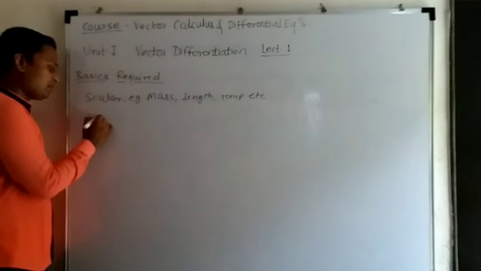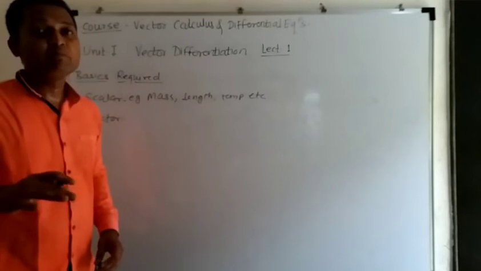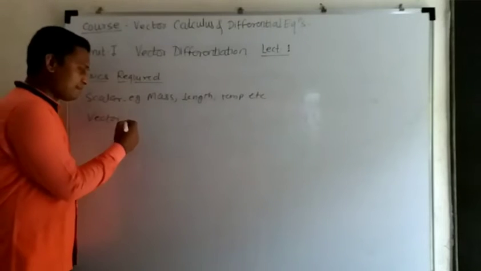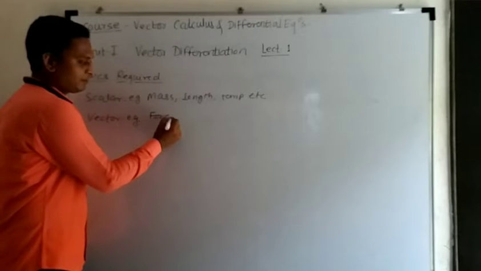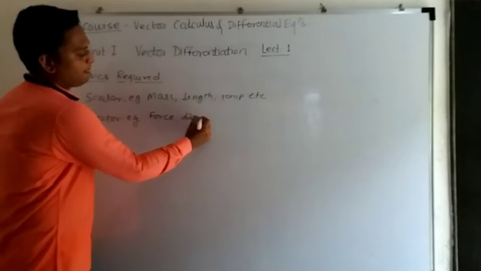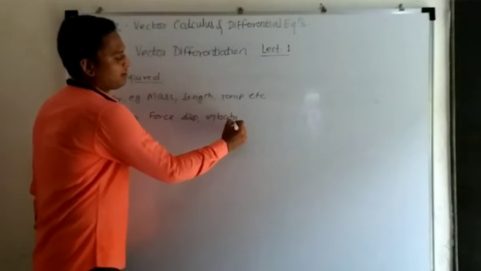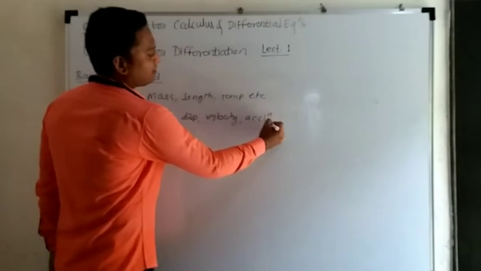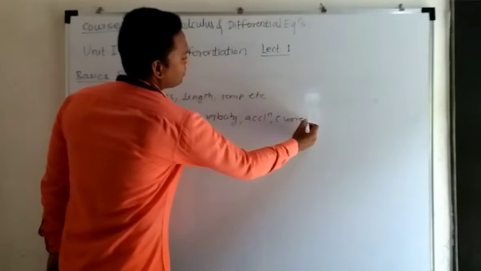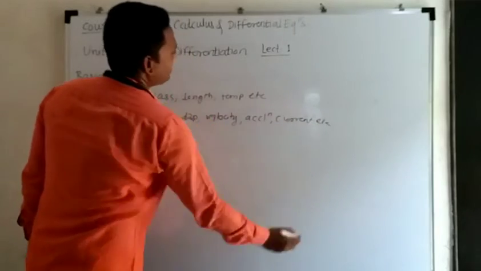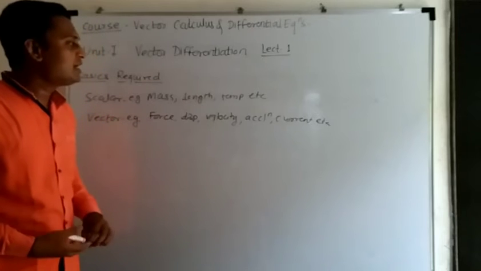Okay. And the definition of vector is a quantity which has both magnitude and direction. Some examples of vector quantity: force, displacement, velocity, acceleration, current, etc. These are some examples of vector quantity. All of them are having magnitude as well as direction.